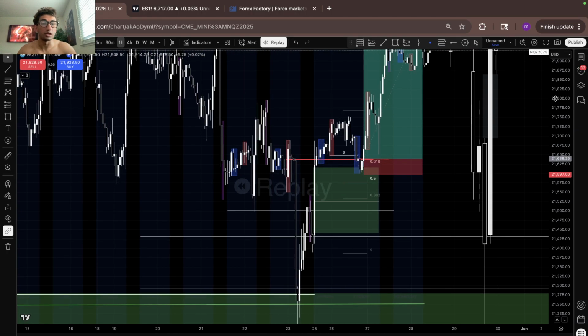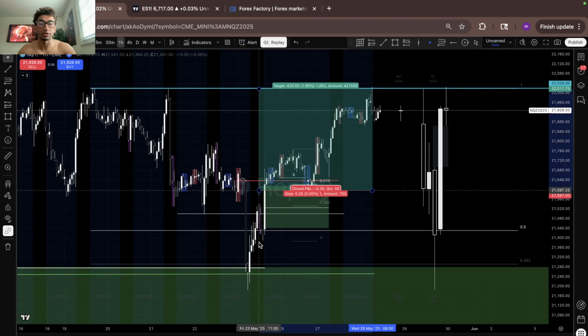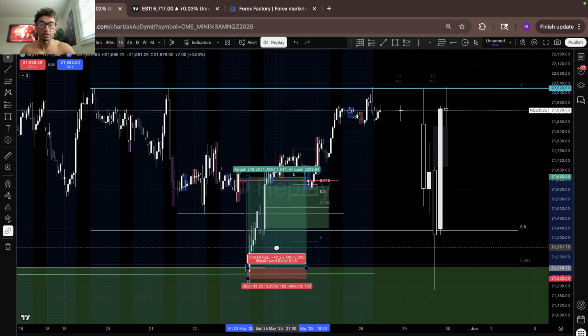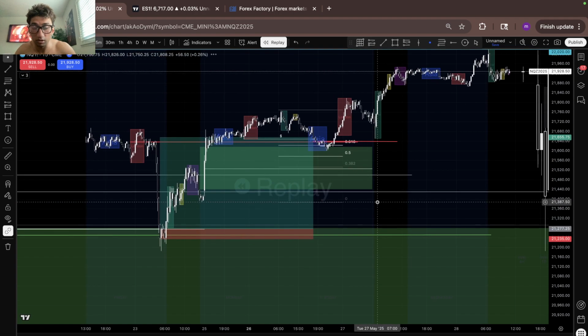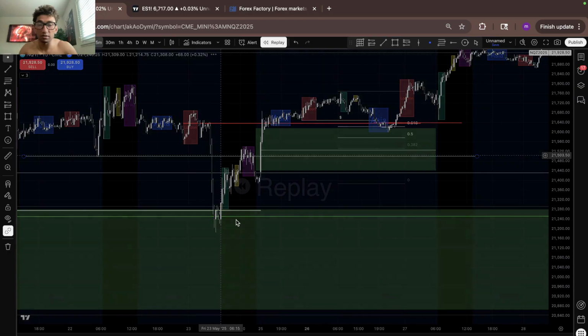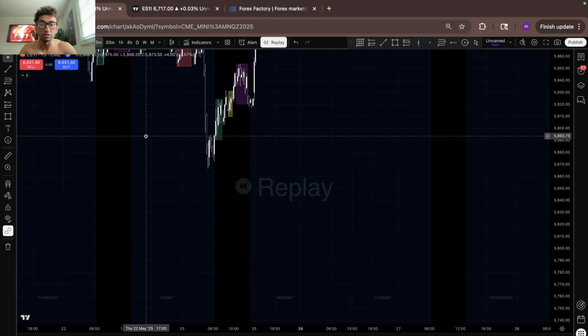But again, this is pretty nice. Or you could have just entered off the model directly, gone to the 15-minute, and waited for a change in state if you didn't want to wait for a 4-hour. Unless you get an SMT at these lows, you don't really get a 15-minute change in state. So you don't even get an SMT.